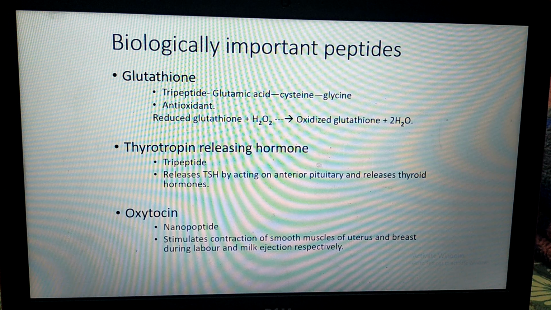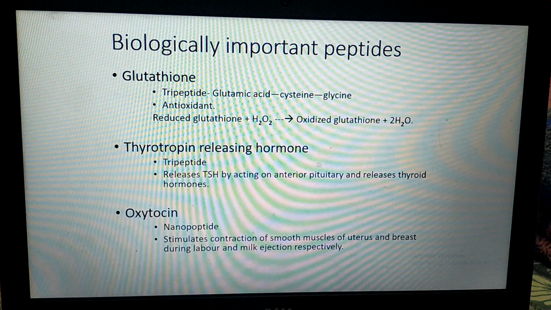So in this process, reduced glutathione is oxidized. Later on it is reduced by another enzyme called glutathione reductase with the help of hydrogen atoms from NADPH. So in this process, hydrogen peroxide is converted into a non-toxic water molecule by glutathione. Therefore it is called an antioxidant.